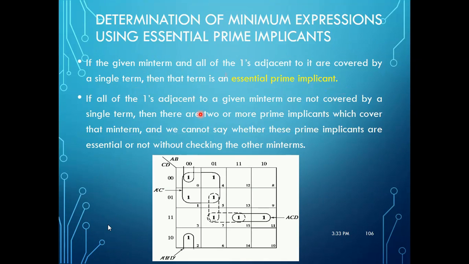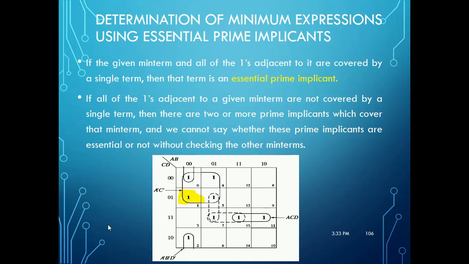Here, if you consider this particular problem, there is a min term 1. This min term has adjacent ones. You can see that it has an adjacent one, that is min term 0, and also one more adjacent one, which is min term 5. So this is the term I am going to consider. Let me draw it in a highlighter.